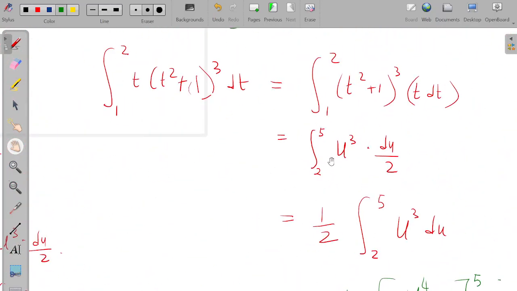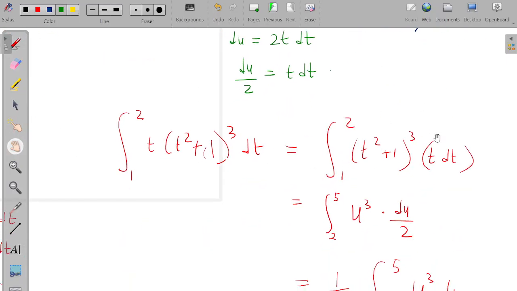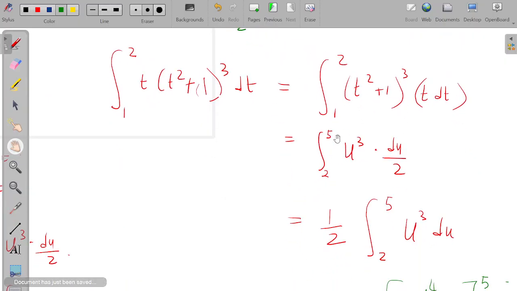But here in the second method, when we pick out our u, we need to also find the limit of u, by picking the lower limit of t and evaluating it to find u, picking the upper limit of t and evaluating it to find u. Then when we do the substitution and change the variable, the limit changes from 1 to 2 to 2 to 5.